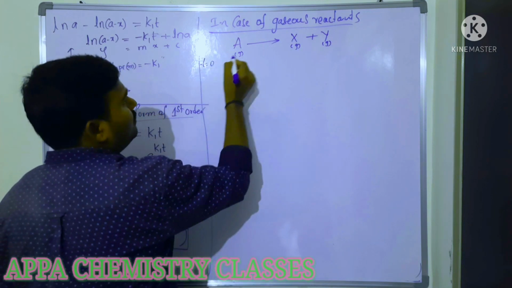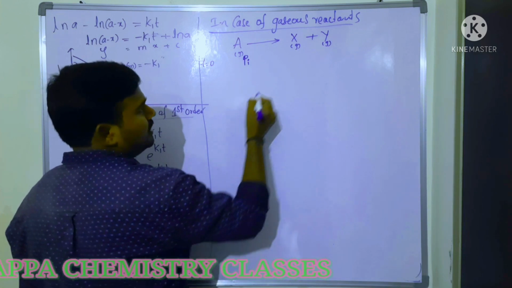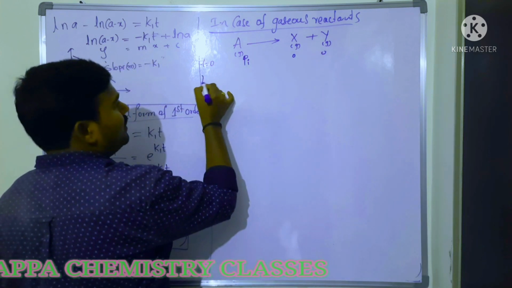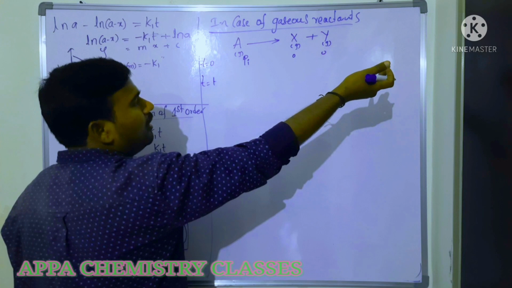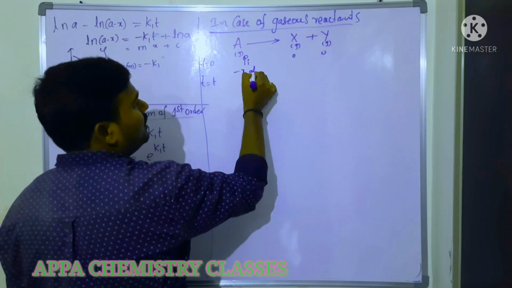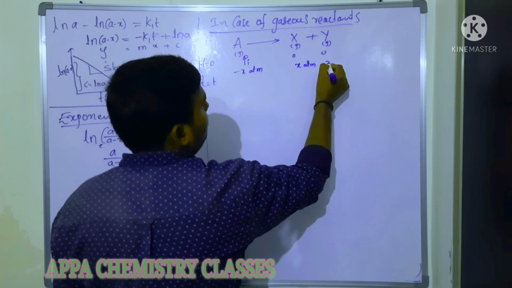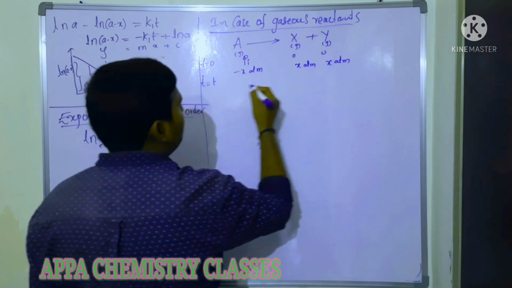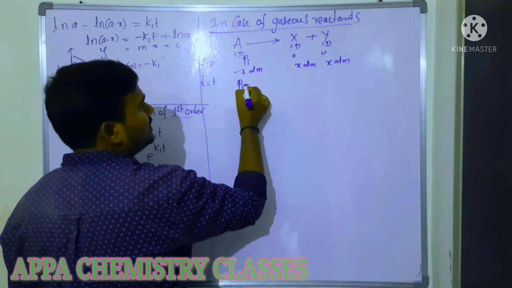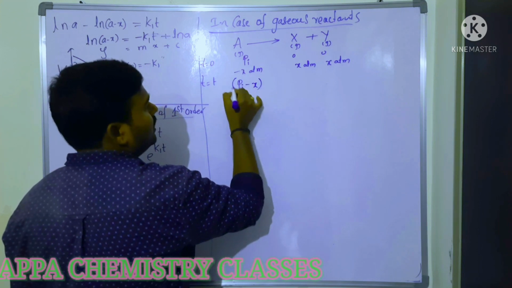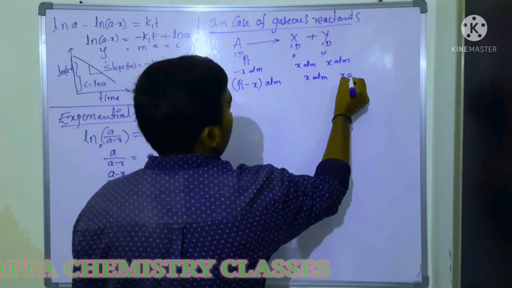At t equal to 0, the initial pressure is Pi, and for the products it is 0. After time t, some quantity of reactant will be converted to product. That is, x atmosphere will be converted to product. Here x atmosphere of X is formed, and here x atmosphere of Y is formed. Then the leftover partial pressure will be the initial pressure minus the consumed one, that is Pi minus x atmosphere.